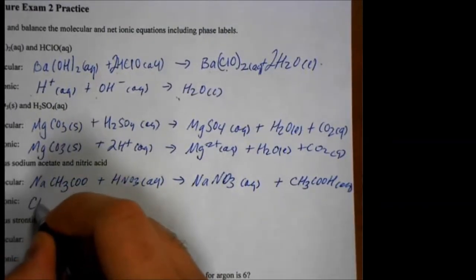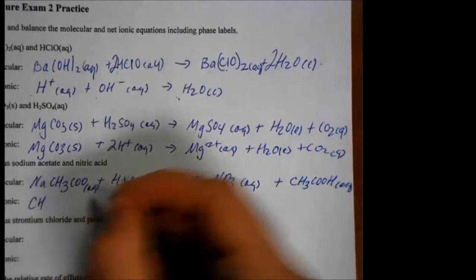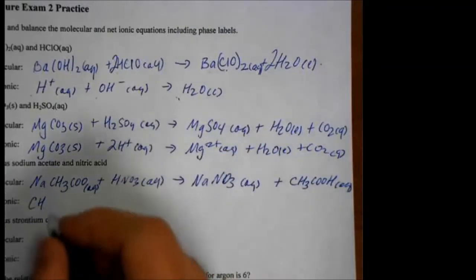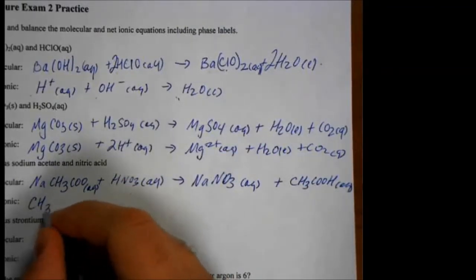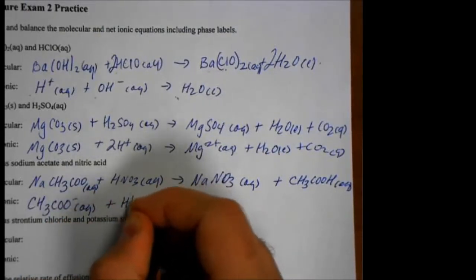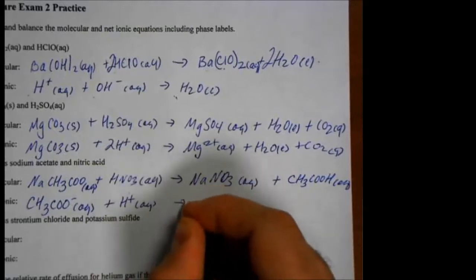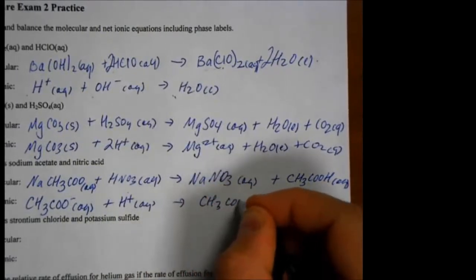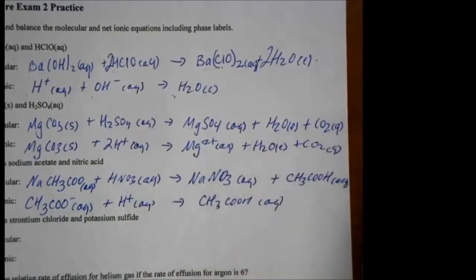So for the, oops, I forgot my aqueous there. So for the net ionic, we're going to have CH3COO- aqueous plus H plus aqueous is going to give our weak electrolyte CH3COOH aqueous.